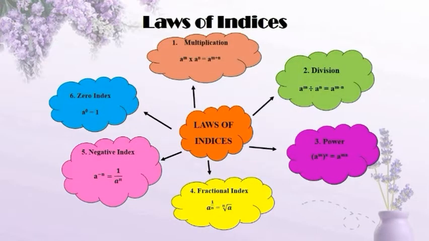Alright, this is the basic law of indices. There are six basic laws of indices. The first one is multiplication. The second is division. The third is power. The fourth is fractional index. The next is negative index, and the last one is zero index. So let's go through the laws of indices in the next video.